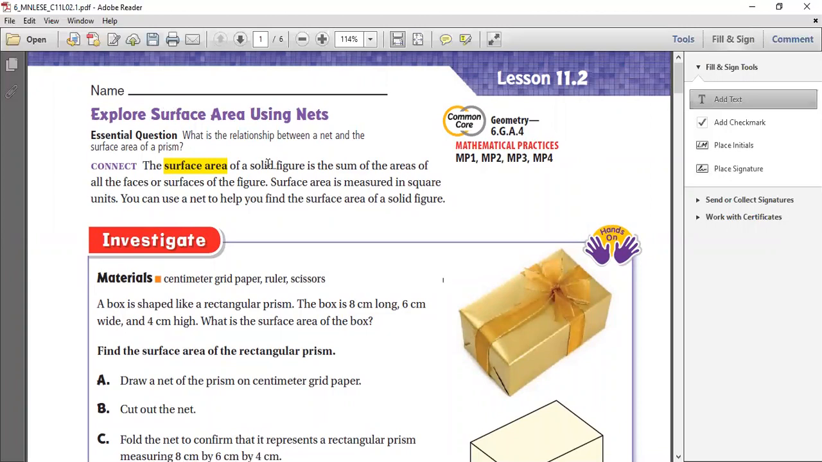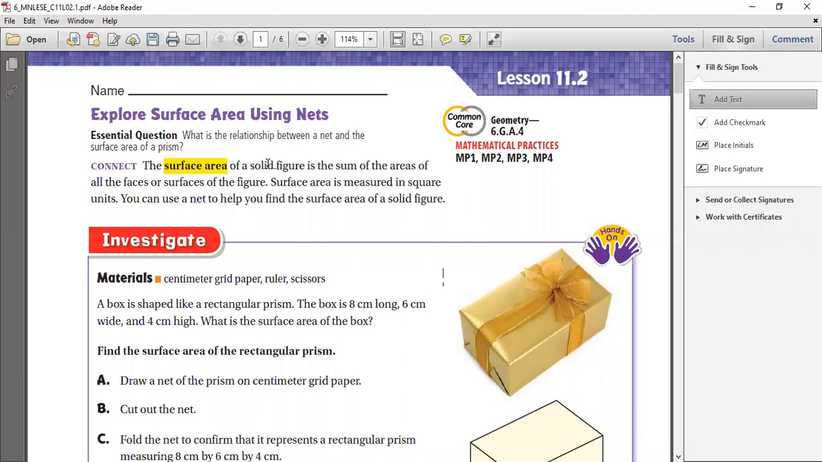In the previous lesson we learned about all the faces. How many faces does a triangular prism have? How many faces does a cube have? We learned all these things, right? So keeping that in mind, in this lesson we will be finding out the surface area. Surface area is going to be the sum of all the areas of the faces of each figure. So the tip here is we will be finding the area for each face and then adding them all up. That's what we are going to do.